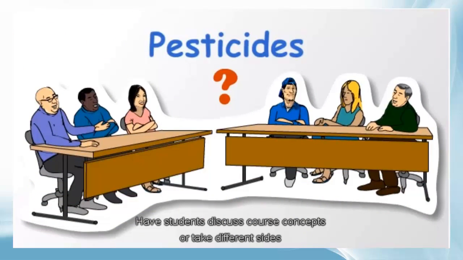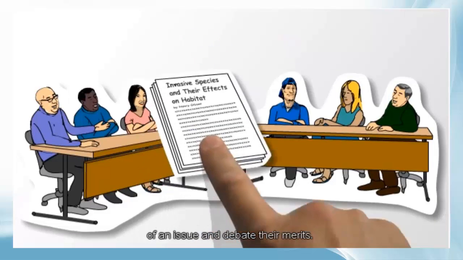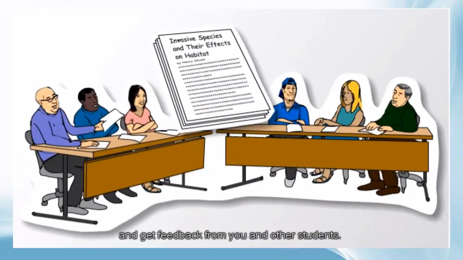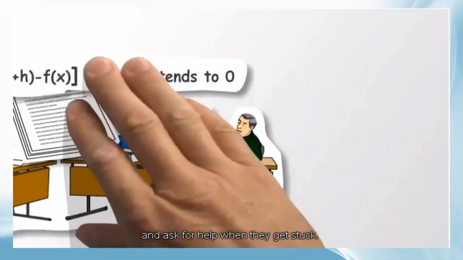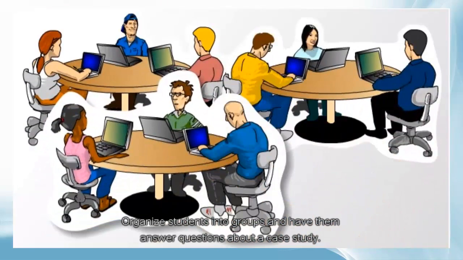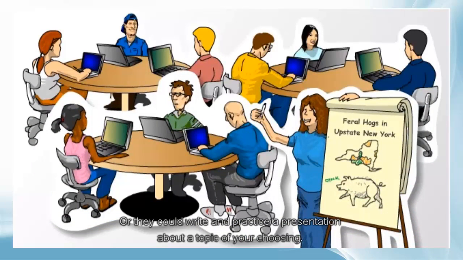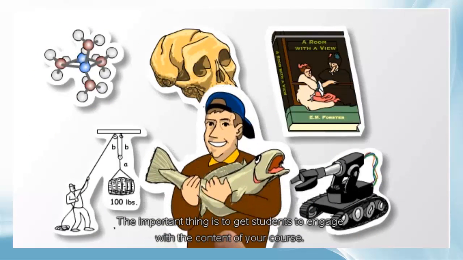There are many other activities you can do in the classroom. Have students discuss course concepts or take different sides of an issue and debate their merits. Students could share drafts of papers that they're writing and get feedback from you and other students. Students can work on difficult problem sets, share solutions, and ask for help when they get stuck. Organize students into groups and have them answer questions about a case study, or they could write and practice a presentation about a topic of your choosing. There are ways of using class time for activities involving any discipline. The important thing is to get students to engage with the content of your course.